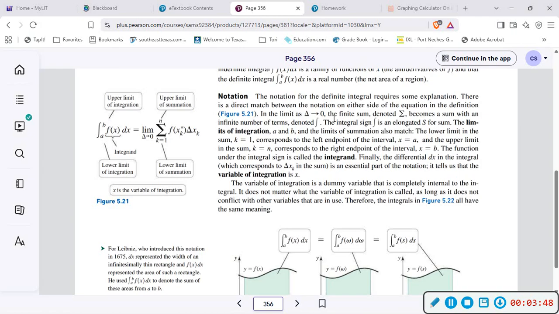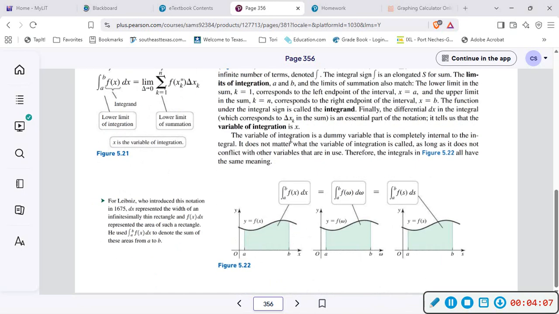This is kind of going over some notation of the integral and the explanation right here. You have an upper limit, a lower limit, the integrand, and then you have a lower limit of the summation, upper limit, and you have your function. So it's kind of comparing the two and showing you a relationship between them.